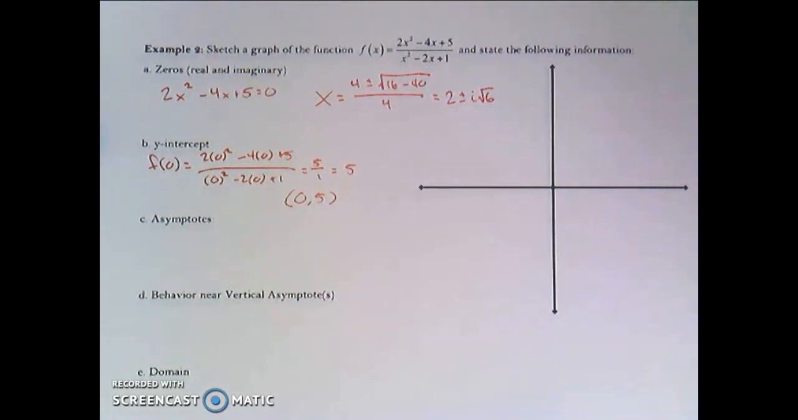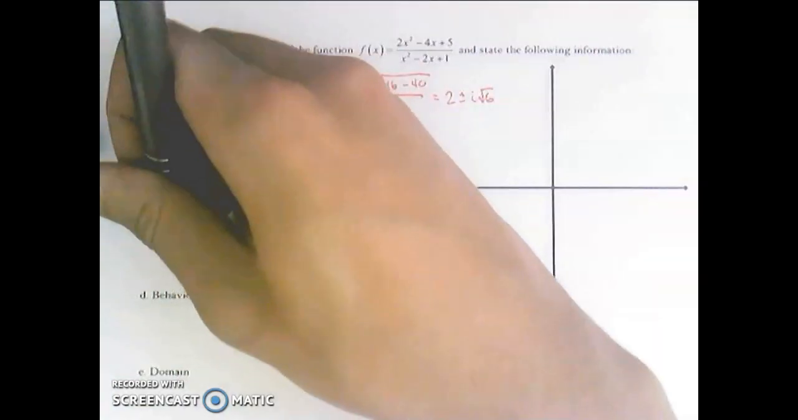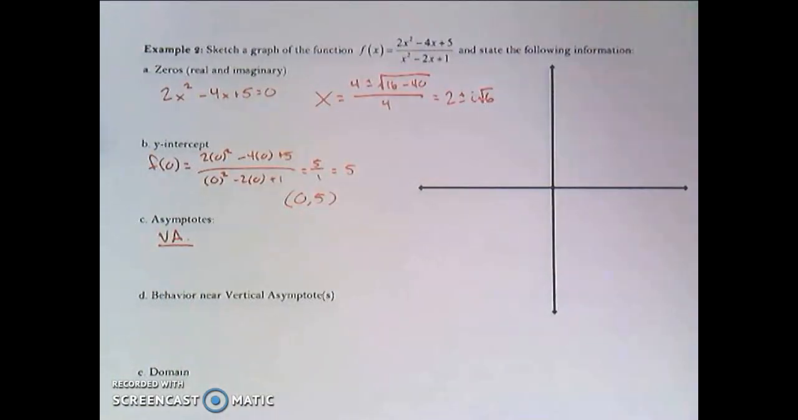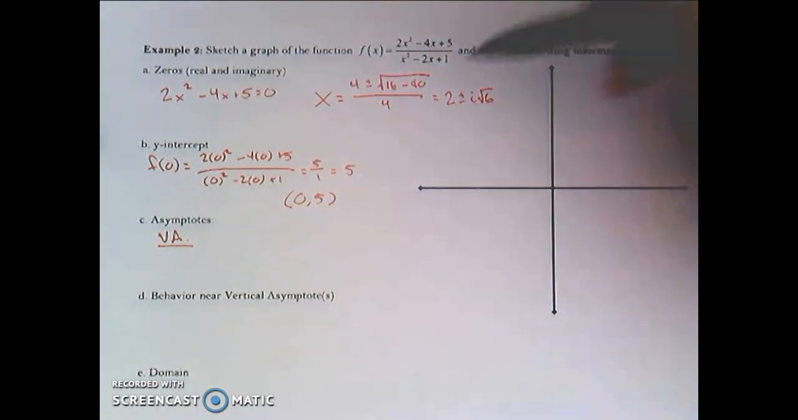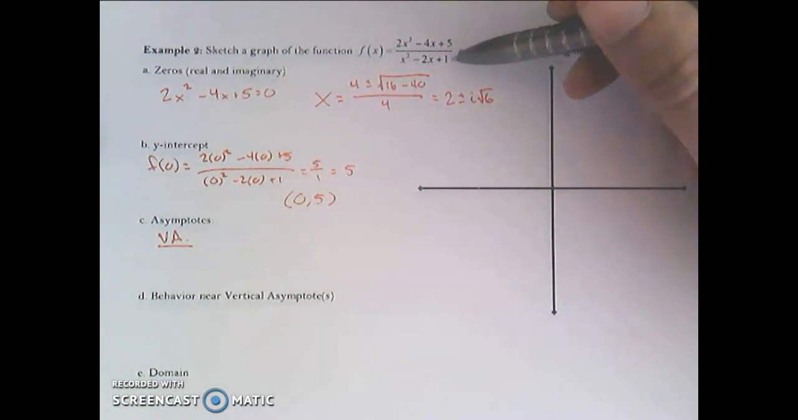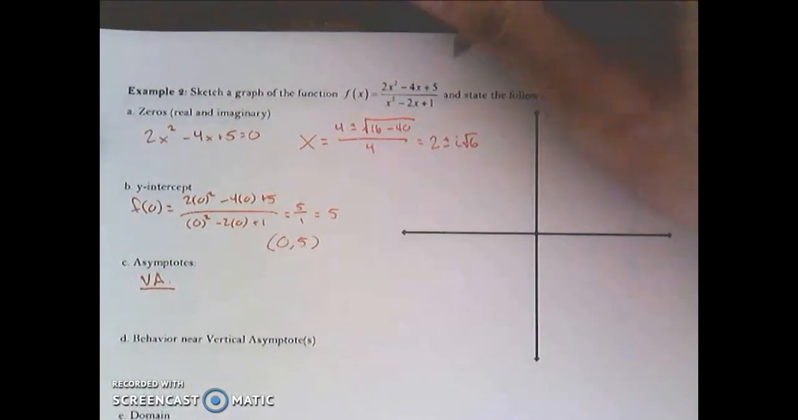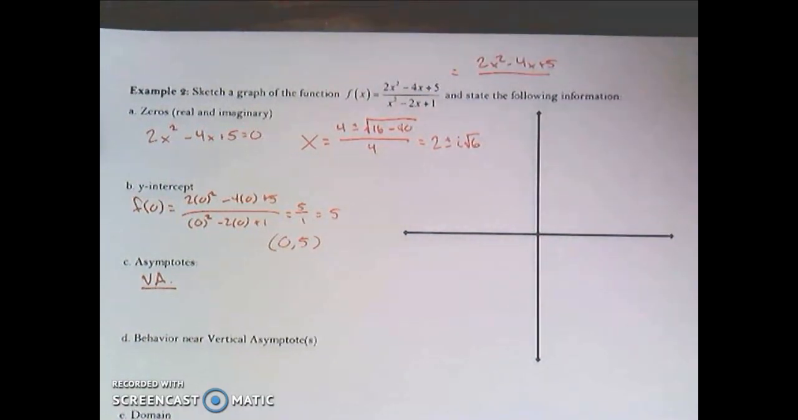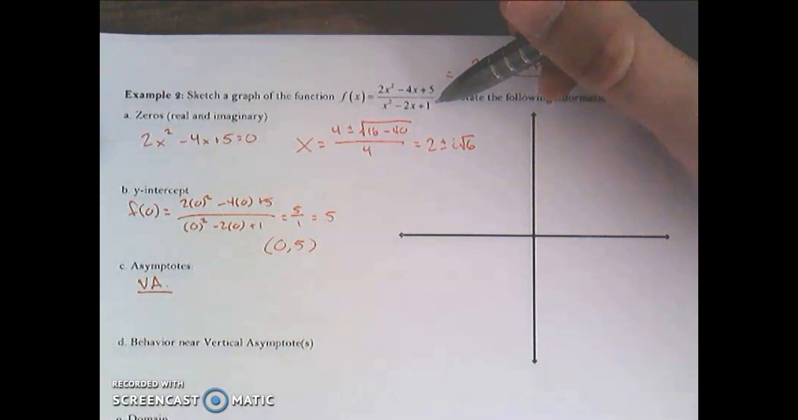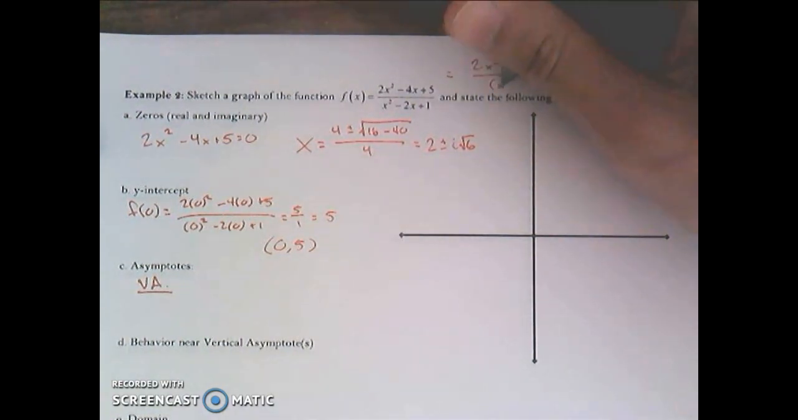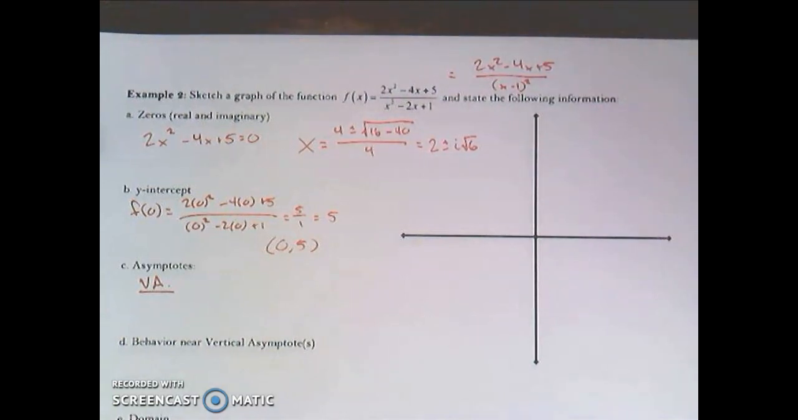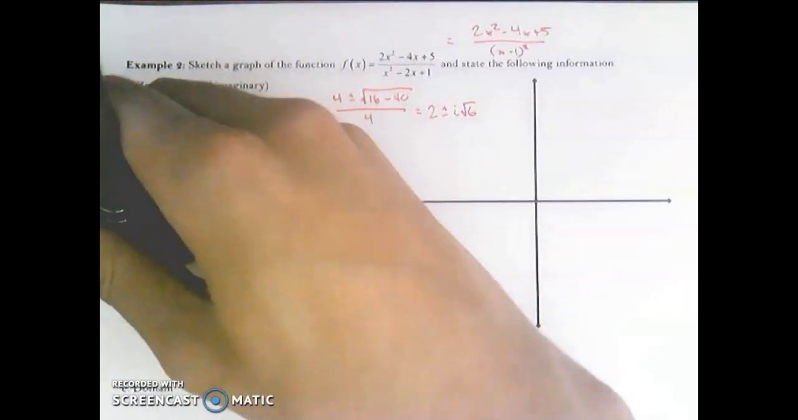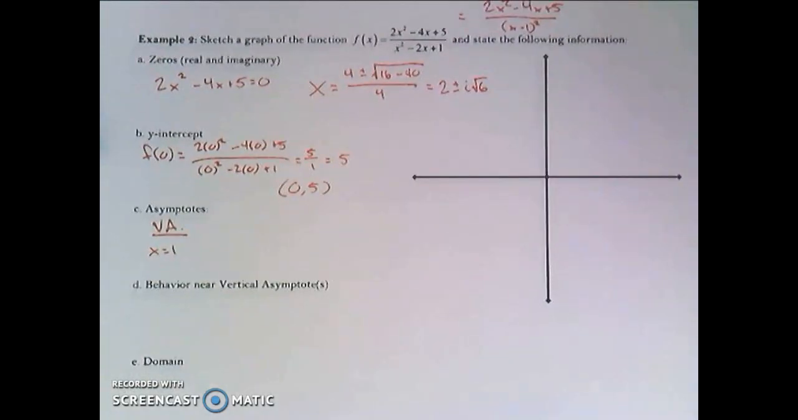Our asymptotes, again, our vertical asymptote is where our function is undefined, where our denominator is equal to 0. So let's take a look at our denominator. I recognize that we can factor this denominator. So this is 2x squared minus 4x plus 5, that stays the same, over our denominator. When we factor this, I know this is a perfect square trinomial, x minus 1 squared. So where this is equal to 0 is at x equals 1. So we've got a vertical asymptote at x equals 1.